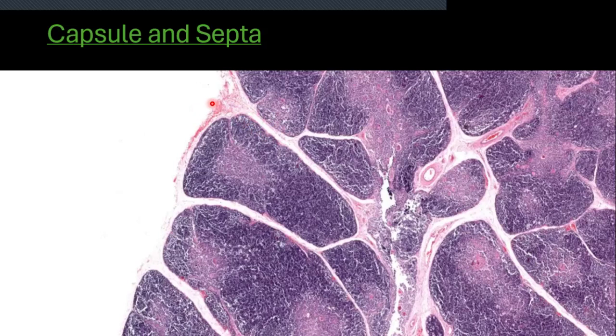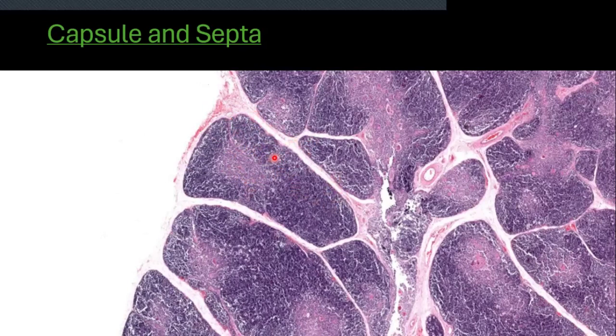So as opposed to the lymph nodes, which have afferent and efferent lymphatics, the thymus, on the other hand, has only efferent lymphatics. Also, blood vessels and nerves access the gland via these septa.